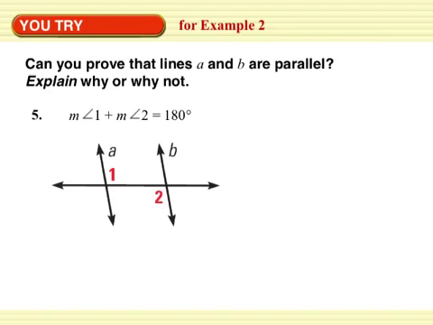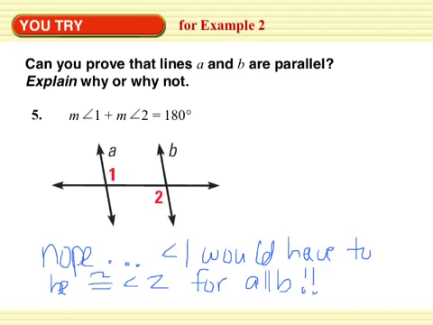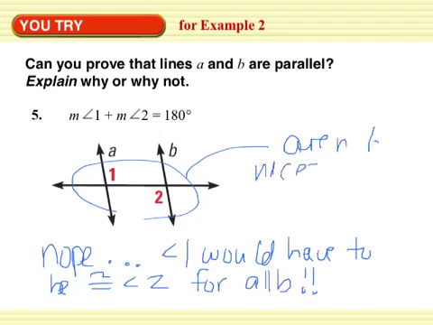Last one, go ahead and try it. Can you prove that lines A and B are parallel? Explain why or why not. Nope. Angle 1 would have to be congruent to angle 2 for A to be parallel to B, and these aren't necessarily congruent.